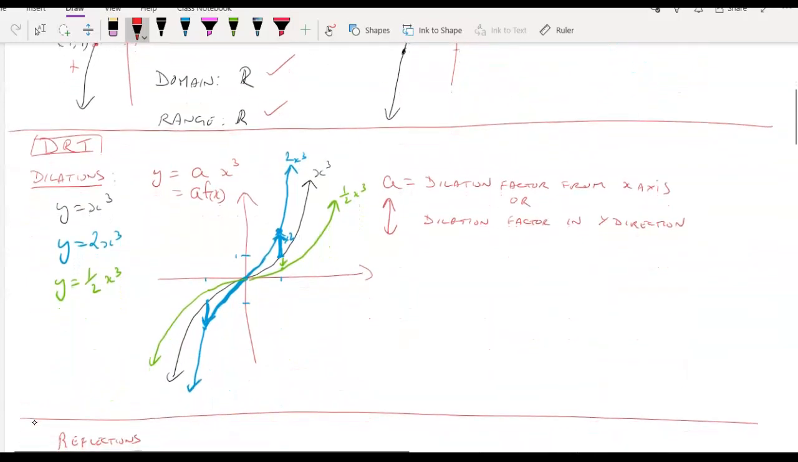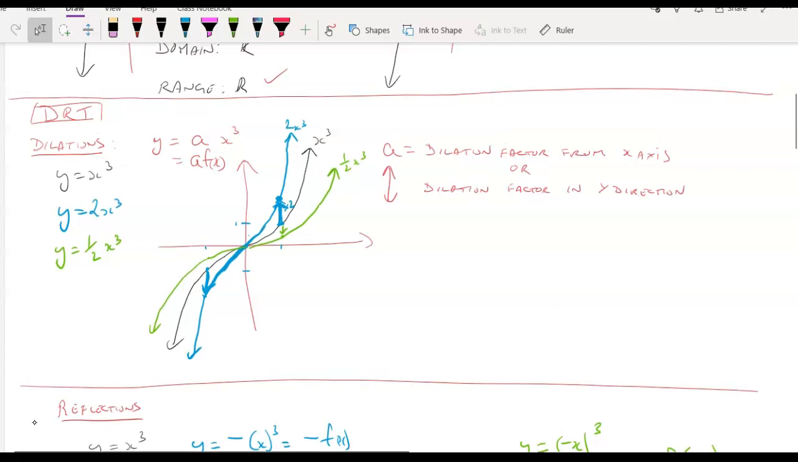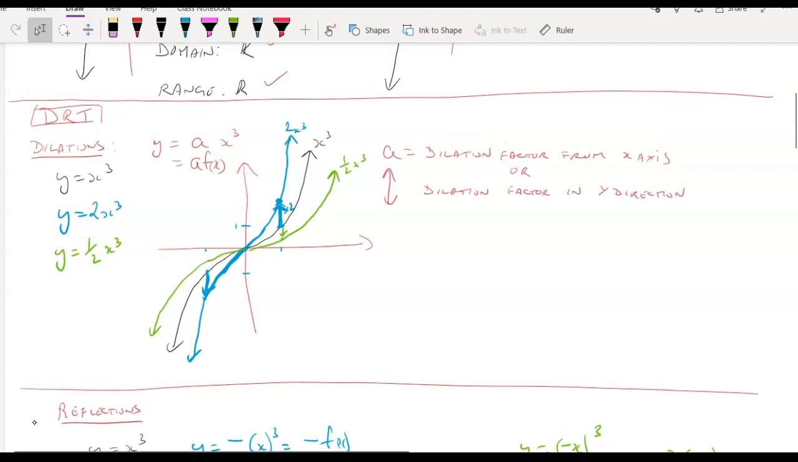I'll assume you've paused the video and taken some notes from that first section. So now we're going to look at dilations, reflections and translations, or DRT. We always do our graph transformations in that order: dilations first, reflections second, and translations third. This screen has got some dilations. I'll quickly take you through it. You can pause the video and take some notes.